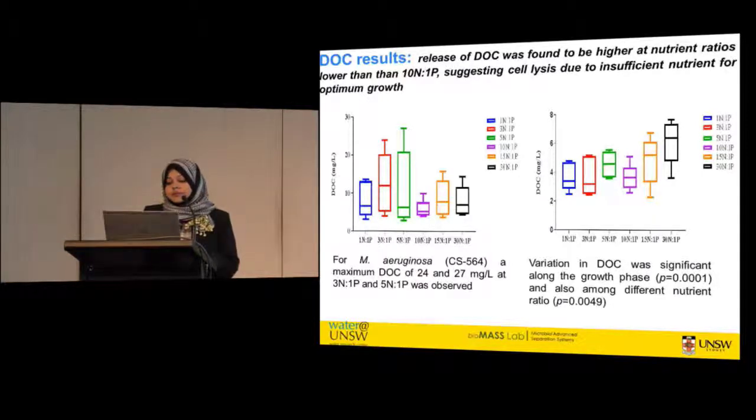Whereas for C. vulgaris, we observed that the DOC was comparable along different concentrations, and it was higher at higher nutrient concentrations, and it was particularly released at a later stage of growth, around the stationary decline phase. In general, the variation was significant along the growth phases and was also significant among different nutrient ratios.